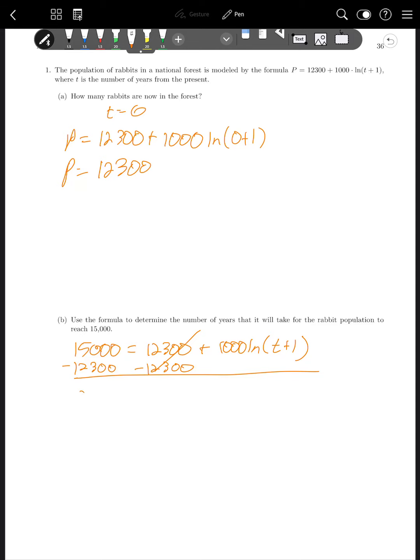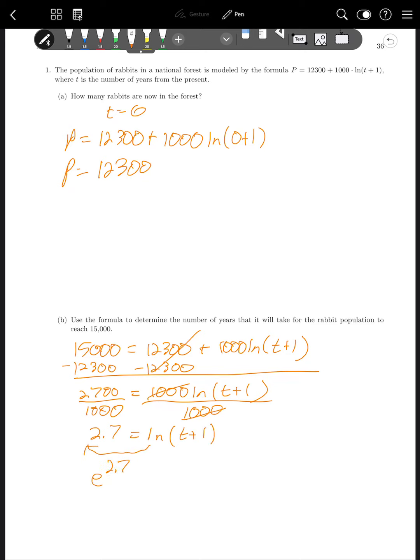So that gives us 2,700 equals 1,000 times the natural log of t plus 1. Then divide both sides by 1,000. So that's 2.7 equals the natural log of t plus 1. And now get rid of the natural log by moving it over here. So that's e to the 2.7 equals t plus 1, and then subtract 1.